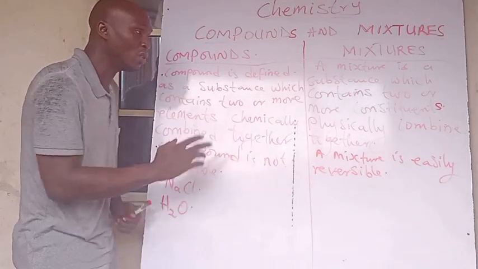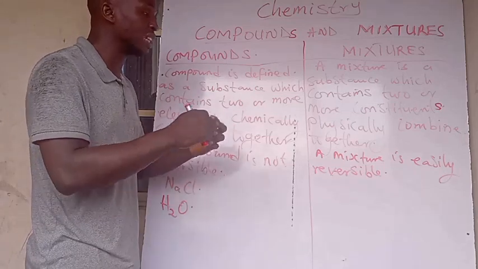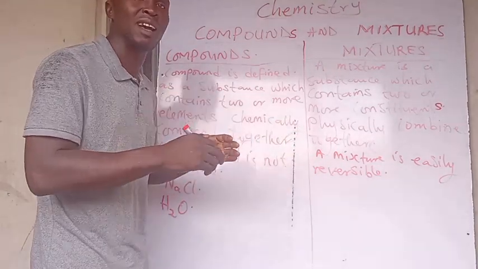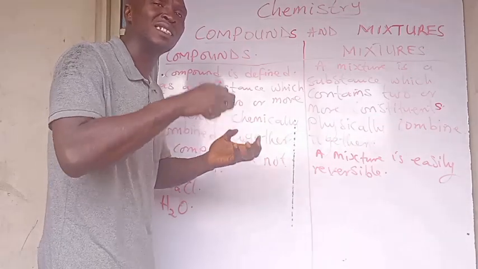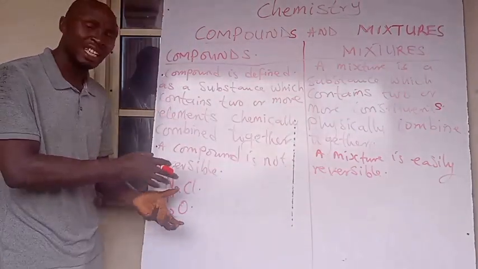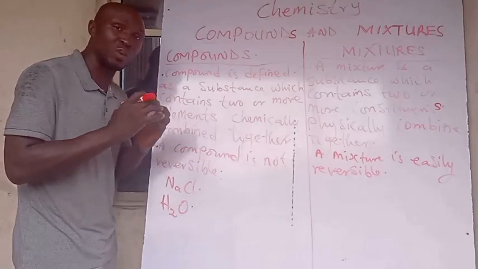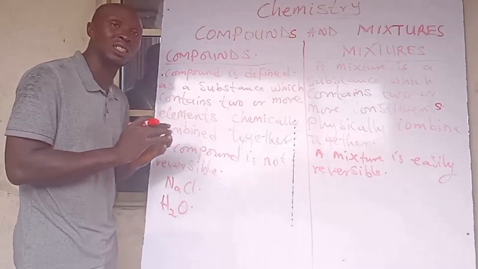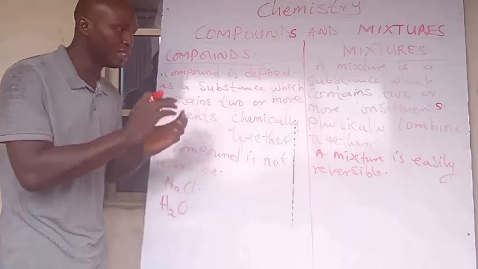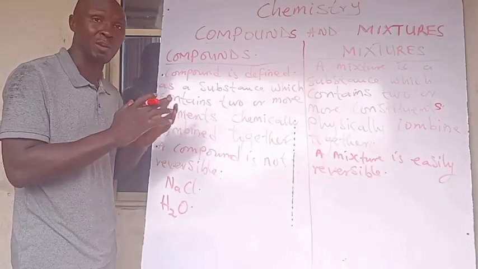chlorine. So in general, we get to say that the chemical properties of a mixture are the same as the chemical properties of each constituent in the mixture. But in a compound, the chemical properties of a compound are not the same as the chemical properties of the individual constituents. That is another clear difference between a mixture and a compound.